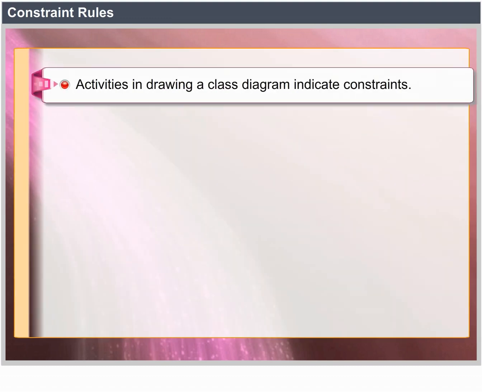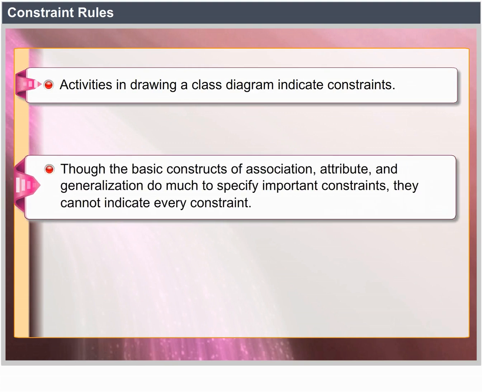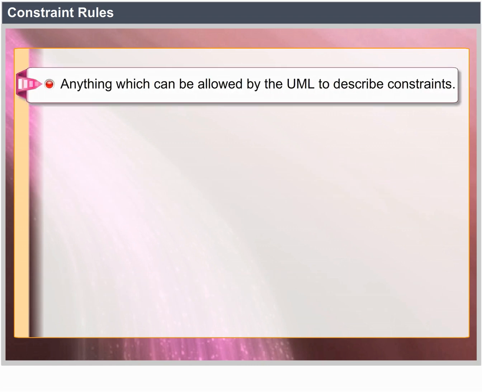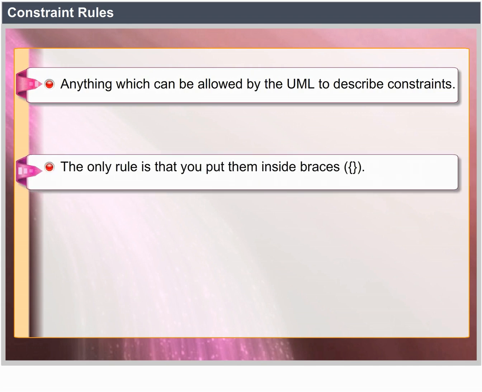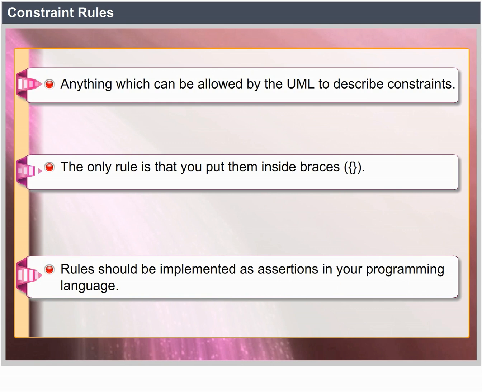Constraint rules. Activities in drawing a class diagram indicate constraints. The basic constructs of association, attribute, and generalization do much to specify important constraints. They cannot indicate every constraint. The class diagram is a good place for capturing constraints. Anything can be used to describe constraints, as allowed by the UML. The only rule is that you put them inside the braces. Rules should be implemented as assertions in a programming language.